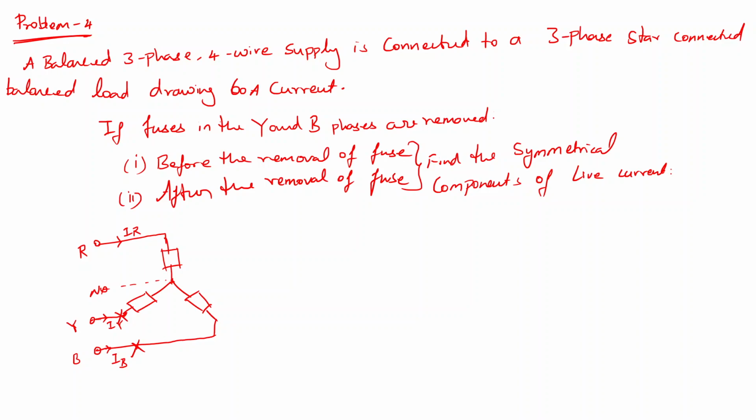This diagram in the question they will not give. Only theory will be given. So you need to understand that there is a three-phase network, and that two star-connected network having fuses at Y phase and B phase, and find out the symmetrical component current before removal of fuse and after removal of fuse. And the current value they have given is 60 amp.